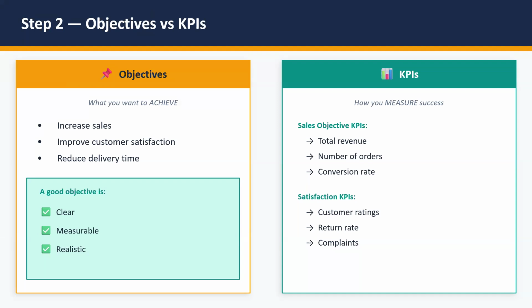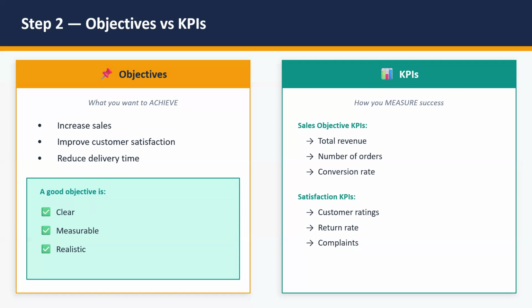Let's say we're working on a sales business. Good objectives are clear, measurable, and realistic, because vague objectives lead to vague results, and you lose what you want to achieve. So instead of saying increase sales, a strong objective would be increase online sales by 15% in the next 3 months. Now that's understandable. That's something that you want to aim for.